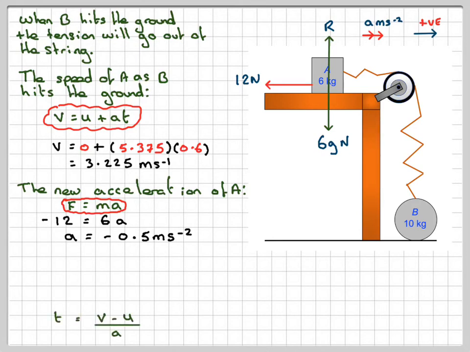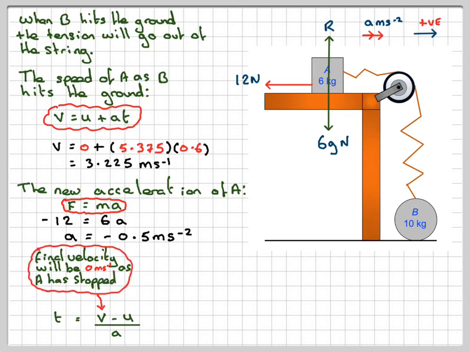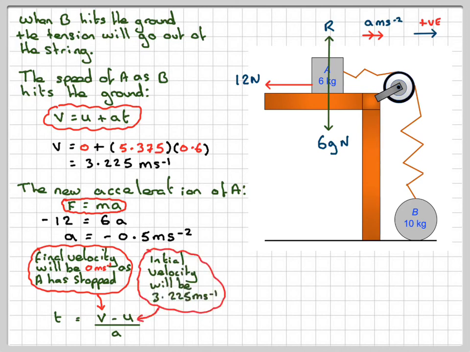Calculating the time, rearranging v equals u plus at, t will be v minus u over a, but we need to remember the final velocity, because we want to know where it stopped, will be 0, and the initial velocity will be 3.225. So things get swapped around a little bit. Substituting that in, t is 0 minus 3.225 divided by minus 0.5, which will give a time of 6.45 seconds. So this is actually going to continue along quite a long time compared with B hitting the ground.